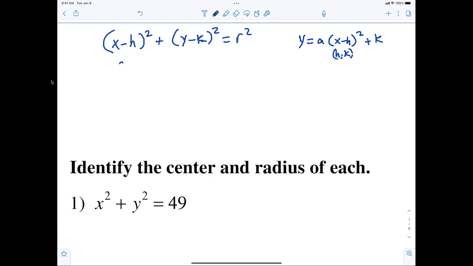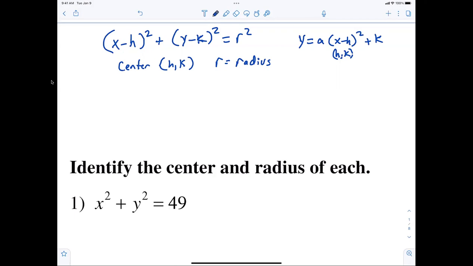So the center over here is probably going to be what? That is correct, (h, k). The center is identified as (h, k), and r is probably the what? That is correct. And again, that's sometimes called standard form, where if you write it in standard form, it allows you to see the center and the radius.